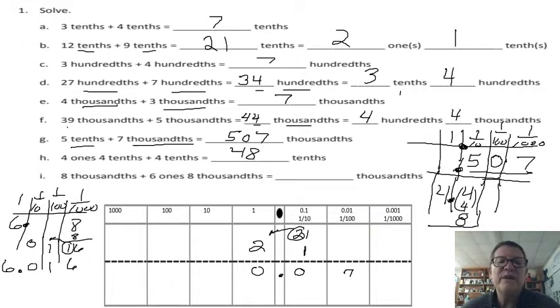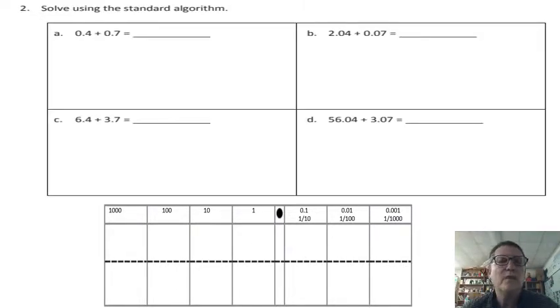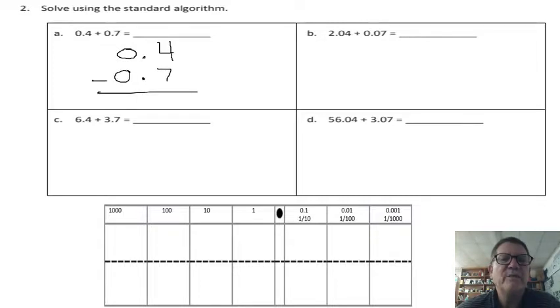So if I was to read this to the thousandths, I'd read it as a whole number with no decimal, and I would end up with 6,016 thousandths. Now we're going to shift over to the standard algorithm. So we have 0 and 4/10, and we're adding 0 and 7/10. Notice I've lined up the decimals. I've also lined up the place values.